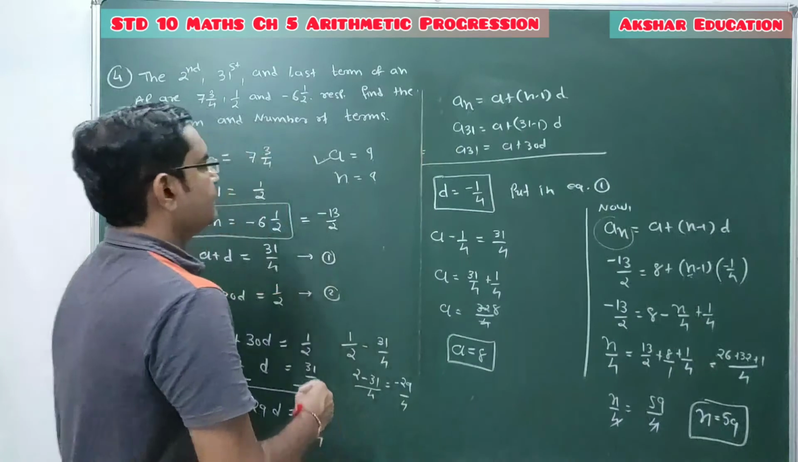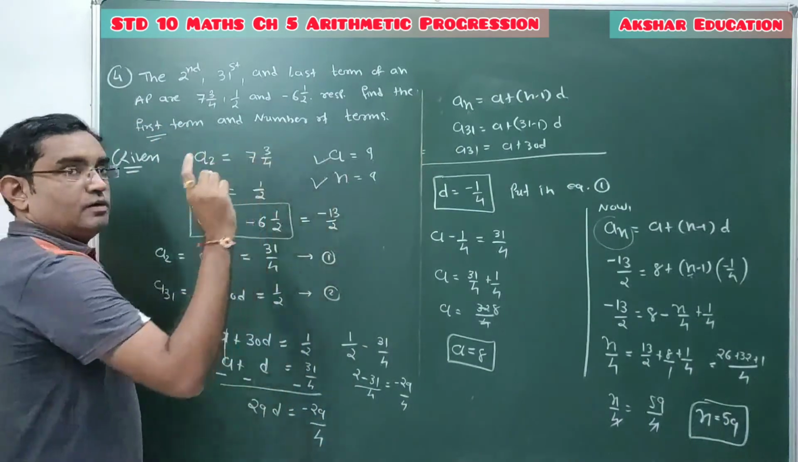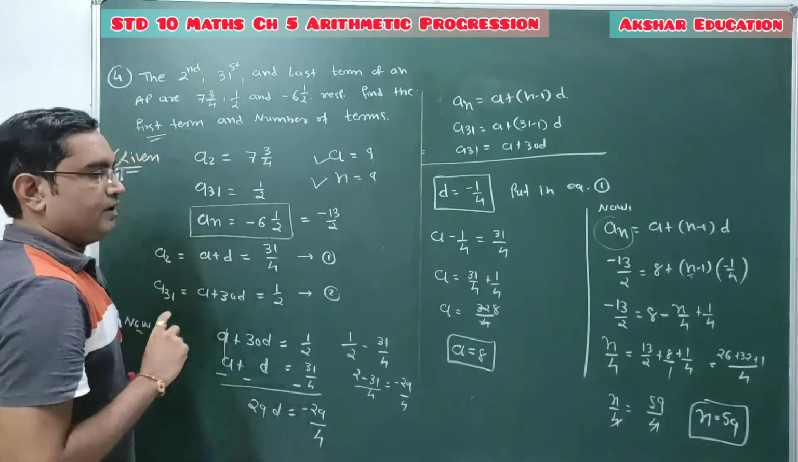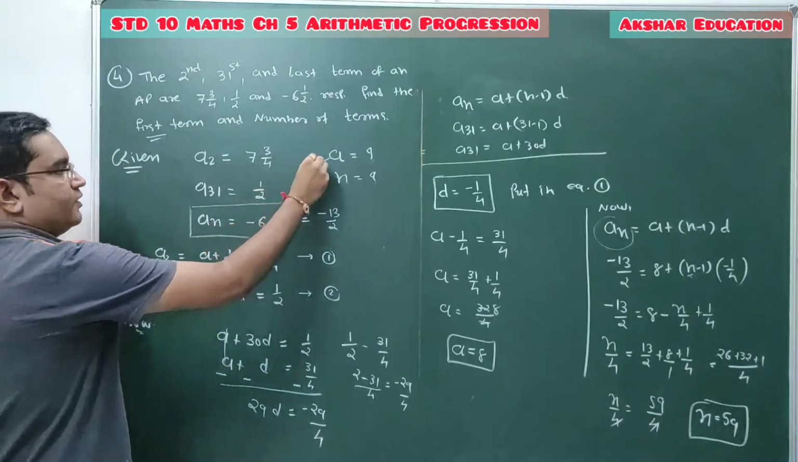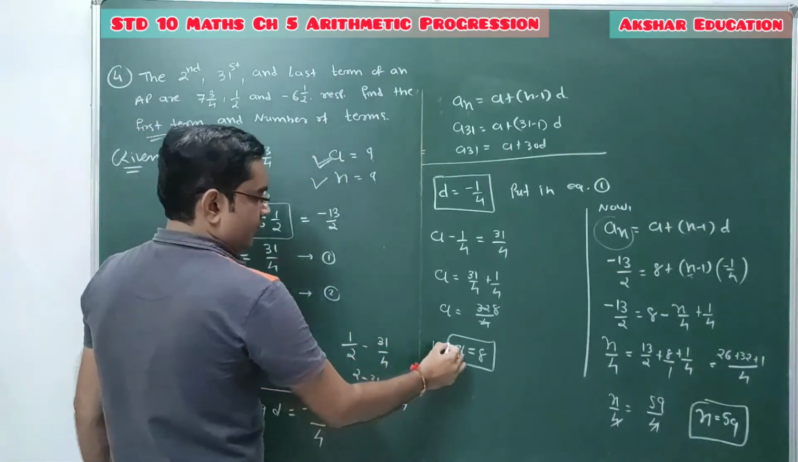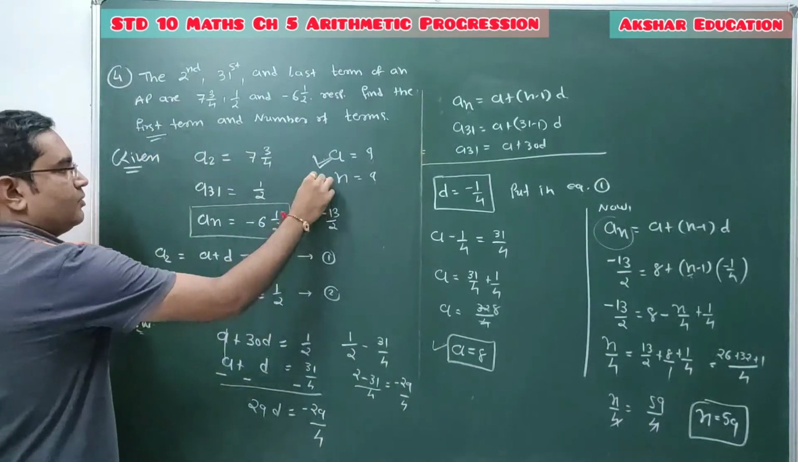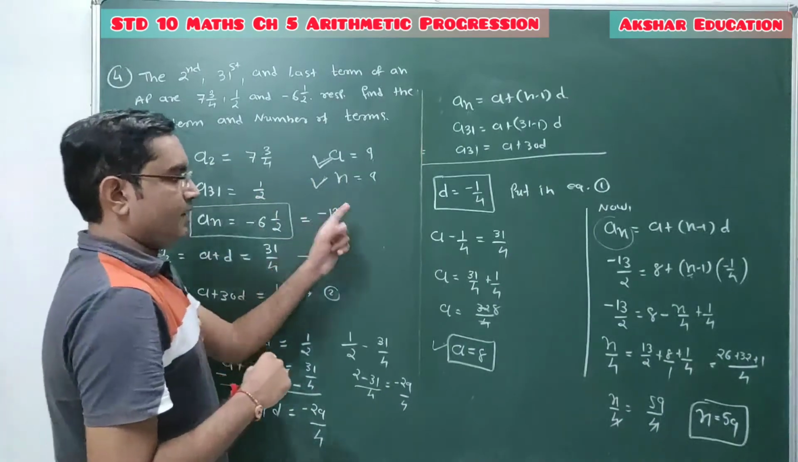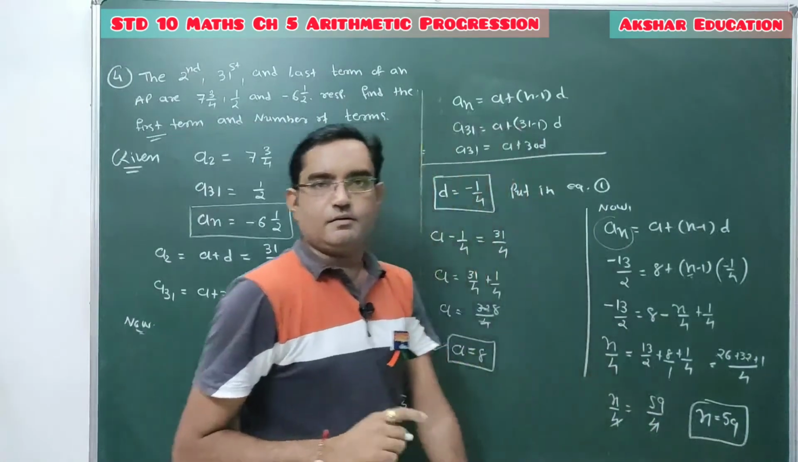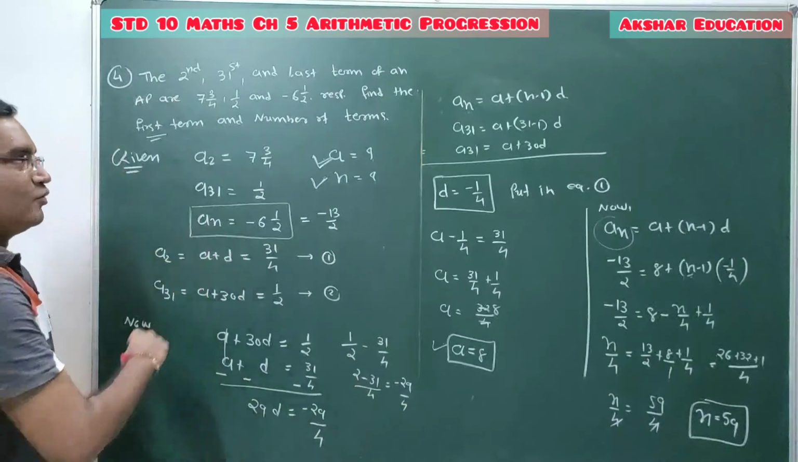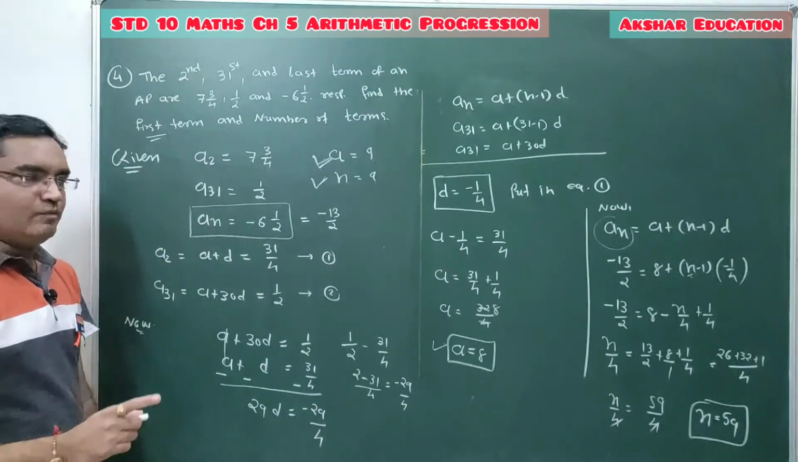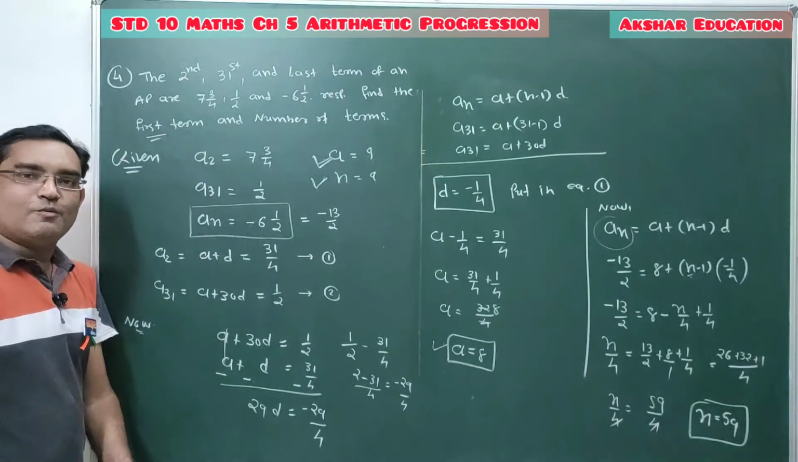What is N? N is the total number of terms in the given AP. Clear? So the question is to find the first term of the AP, so the first term of the AP is 8, and find the number of terms. Number of terms of an AP is N. N equal to 59. Clear students? This is how you can solve this question. Question number 4. Pause the video and do more and more practice.